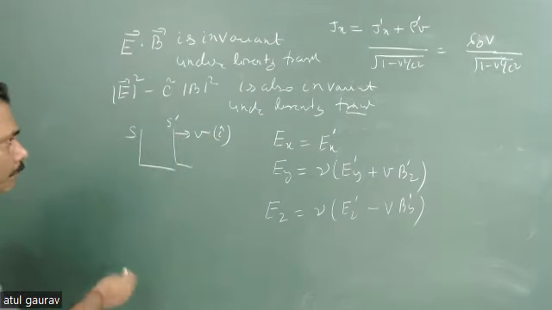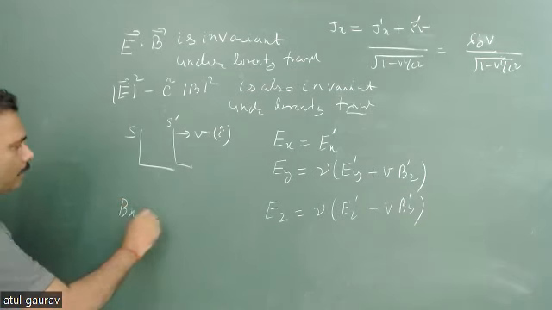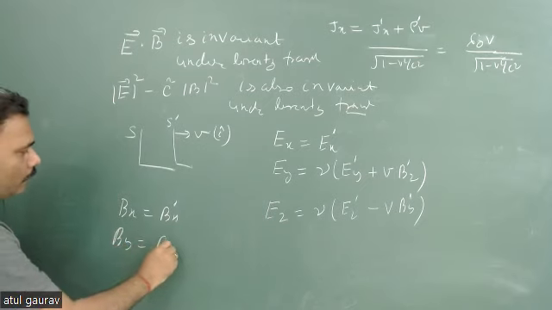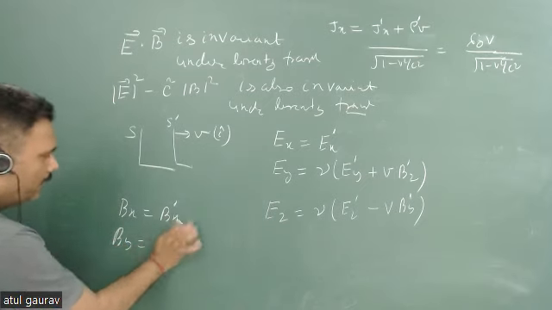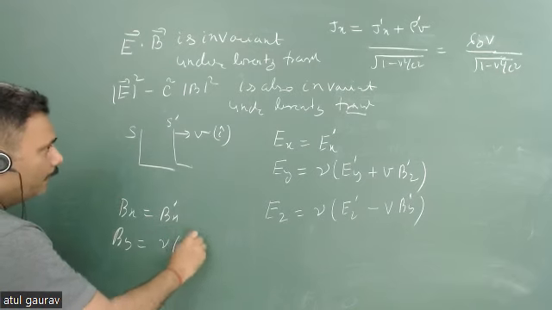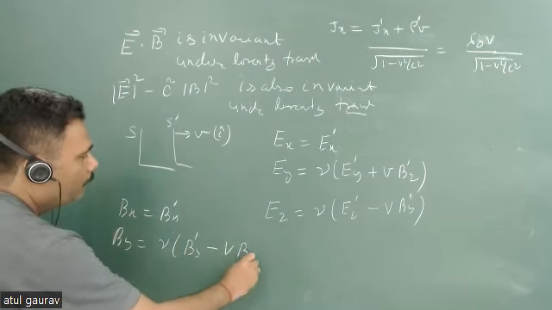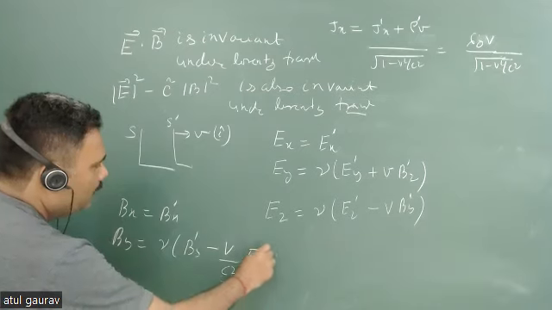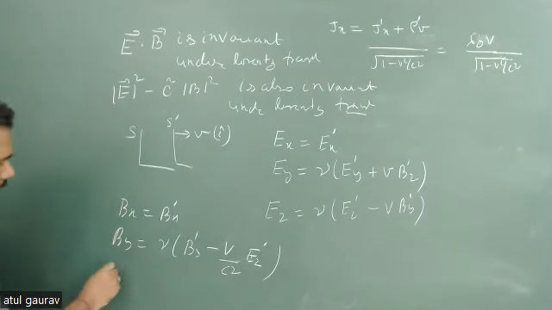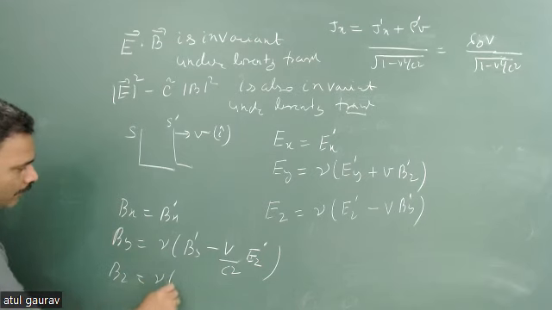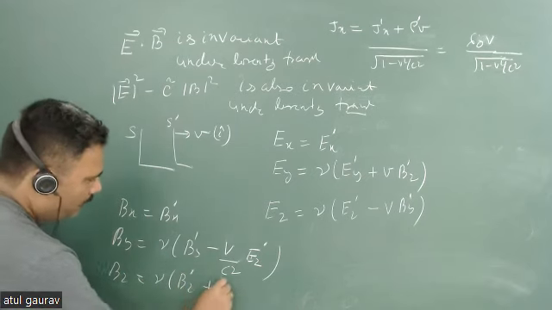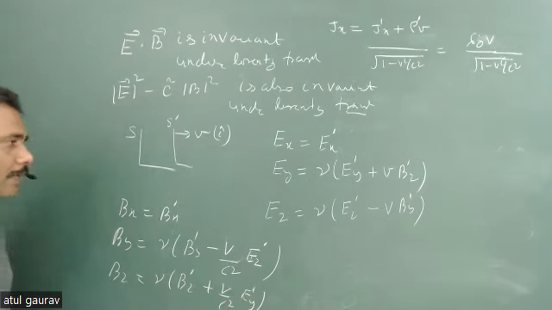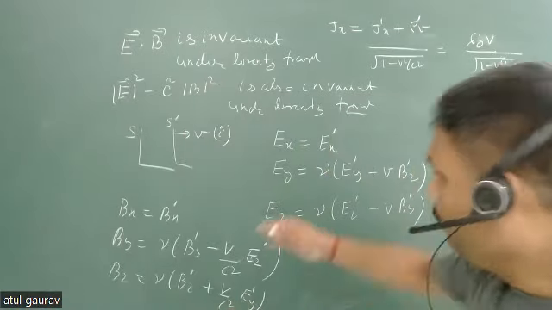Here it will fit? Yes. What do you have? Bx is equal to Bx dash, By is equal to By dash, and you can write gamma times (By dash minus V upon C square Ez dash), and your Bz is equal to gamma times (Bz dash plus V upon C square Ey dash). Okay. So now you will have to remember this.